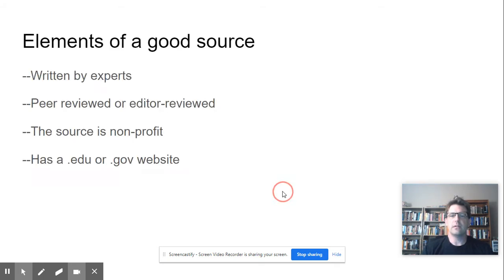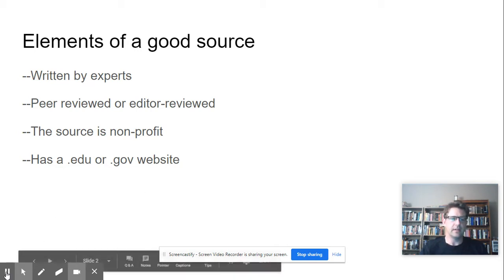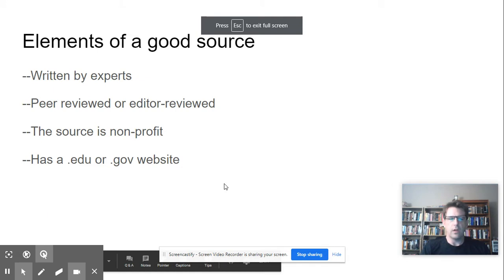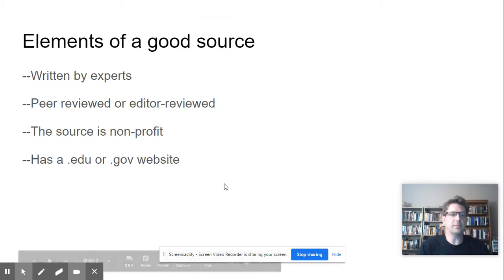Okay. So if you're researching, you want to go find some information about a topic and you need a source, you want to look for some of the elements of a good source. One is that it's written by experts. In other words, it's somebody who knows what they're talking about. They have some kind of credential, experience in the field, an academic background, they've studied it, something like that. You want your information written by experts, and so you should have their name there and their credentials.